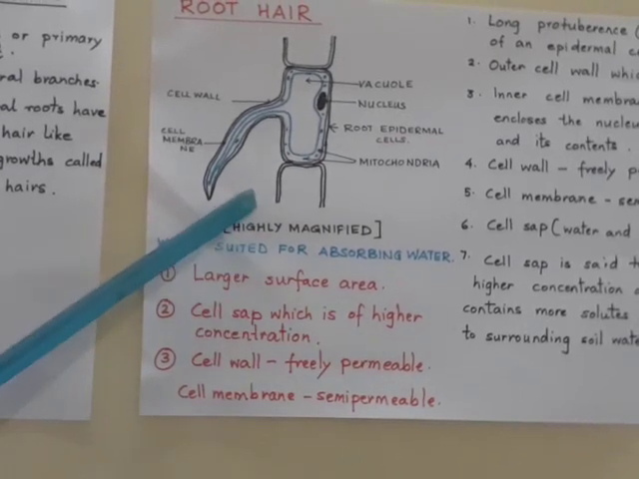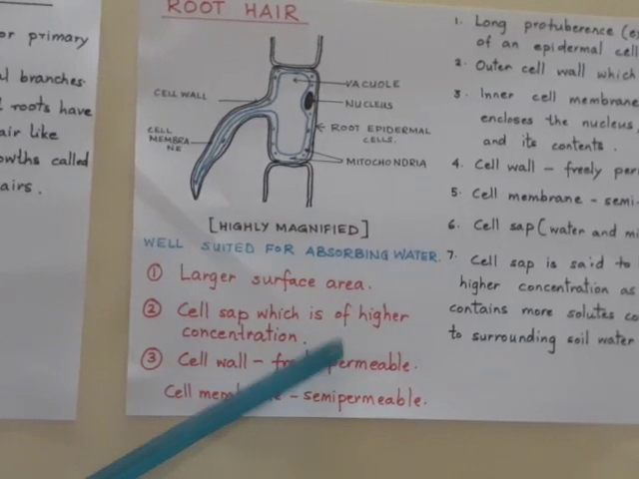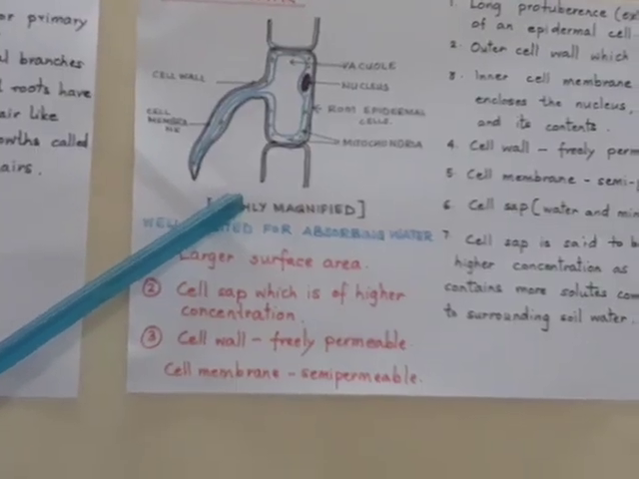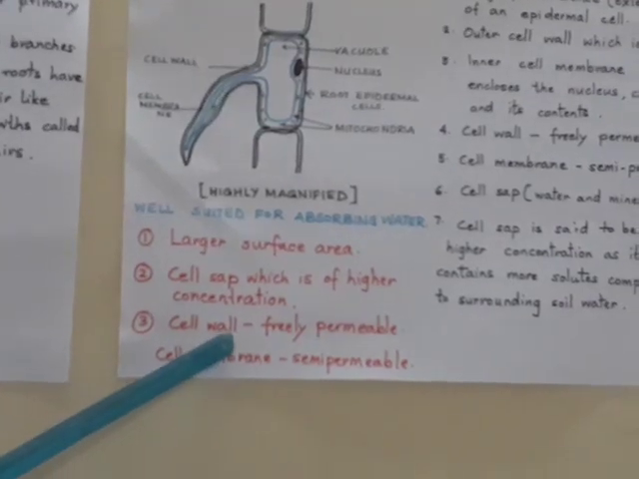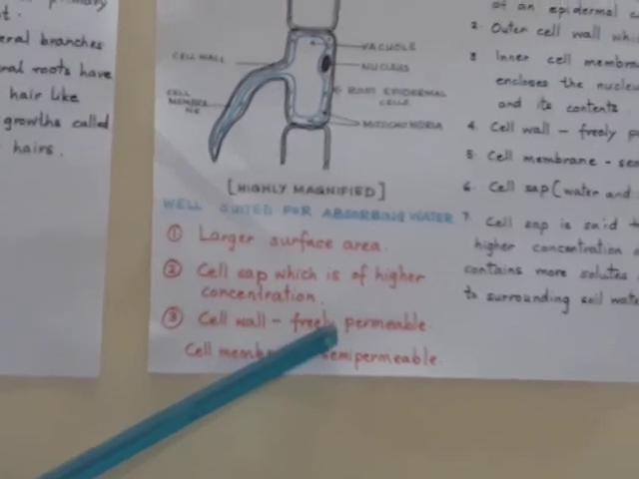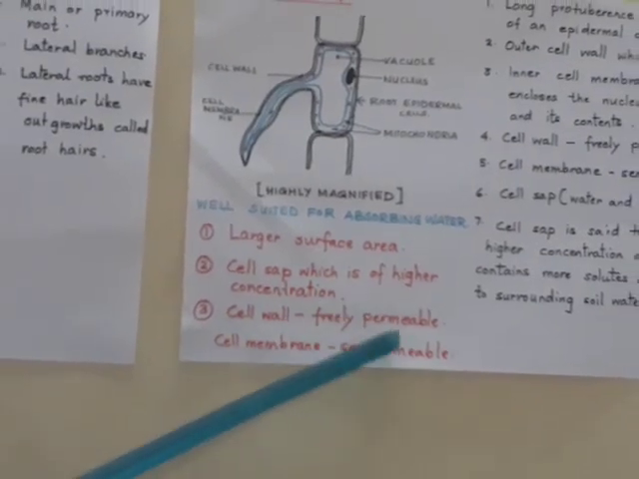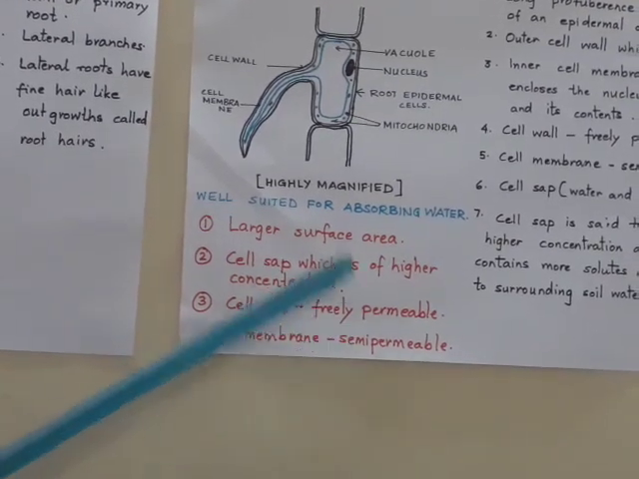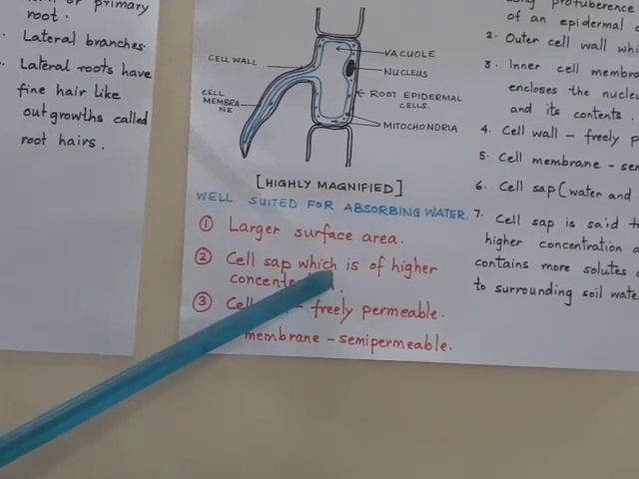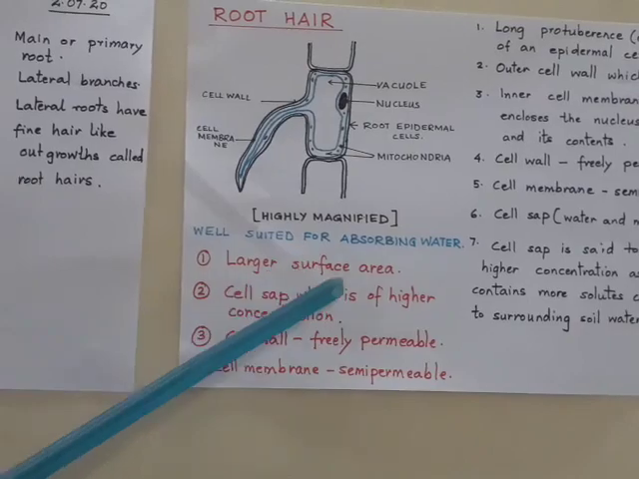So naturally we know under the process of osmosis, water from the soil is absorbed into the root hair. And the third point is the cell wall is freely permeable and the cell membrane is semi-permeable. We have already discussed these two terms. So this is all for today. In the next video, we will be doing transpirational pull and the root pressure.